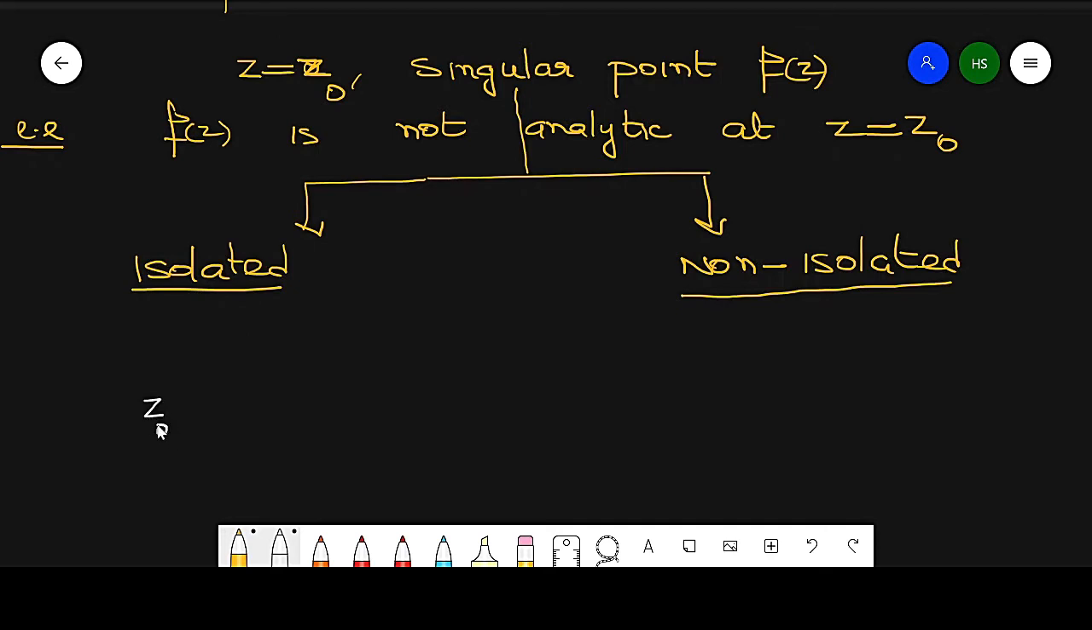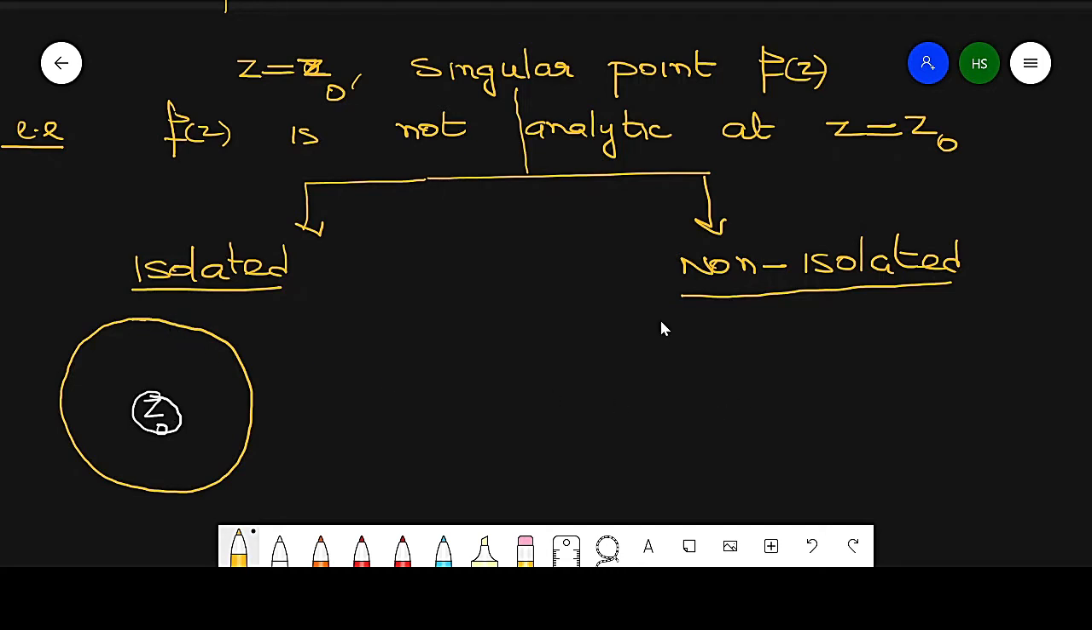If we have an isolated singular point, then we take a deleted neighborhood around it. Deleted neighborhood means neighborhood excluding the point z naught. If the function is analytic at every point other than z naught, or we can say that z naught is the only singular point of f(z), then it is called an isolated singular point.